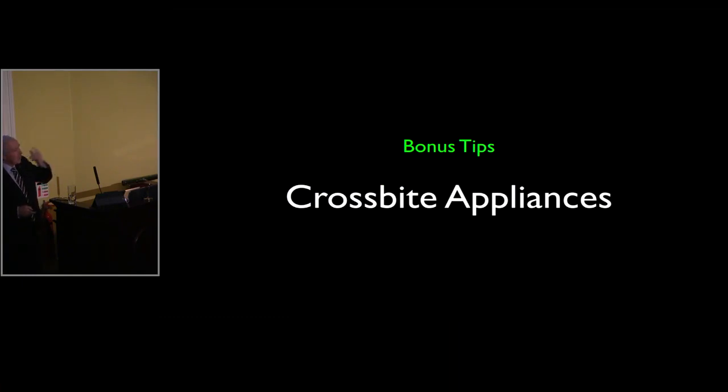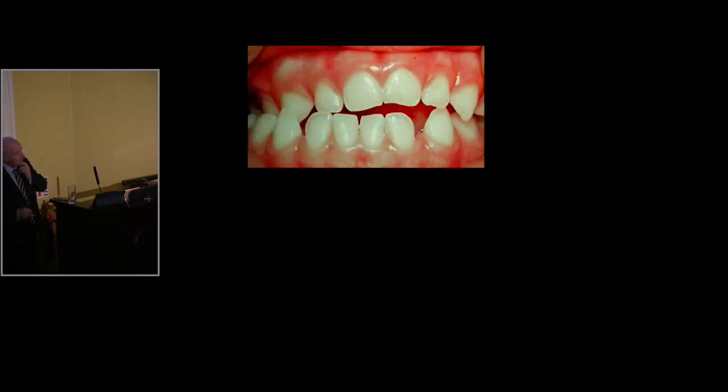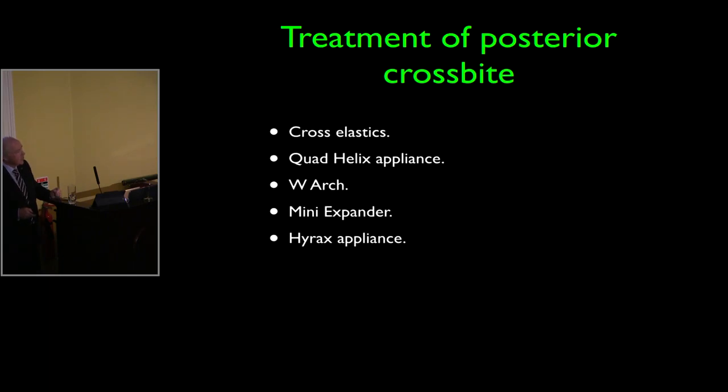Just quickly, a bonus tip for you, crossbite appliances. Posterior crossbite like that. Tell me 3 appliances that you can use for a posterior crossbite. So there's loads of different ways of treating it. You can use cross elastics, but from the point of view of actual appliance therapy, the quad helix appliance, the W arch, the mini expander, or the Hyrax.